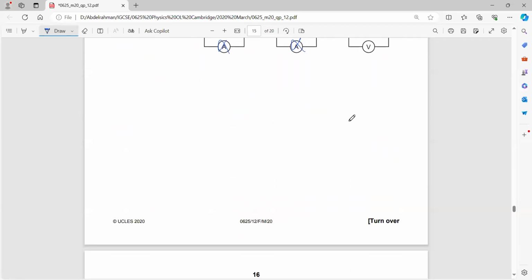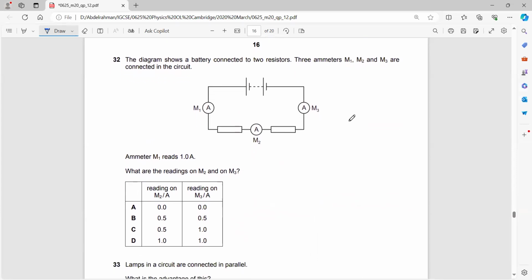Question 32. The diagram shows a battery connected to two resistors. Three ammeters M1, M2, and M3 are connected. Ammeter M1 is 1 ampere. What are the readings on M2 and M3? This is a series circuit. The current is the same at any point on the circuit, so it has to be D. The current cannot change, because this is a series circuit.